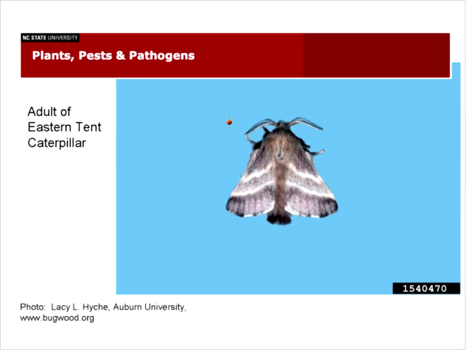This is the adult moth, the eastern tent caterpillar. Not a great image, but gives you an idea of what it looks like. And so these will be active sometime in May or June, when the adults will often show up in lights at fairly good numbers.